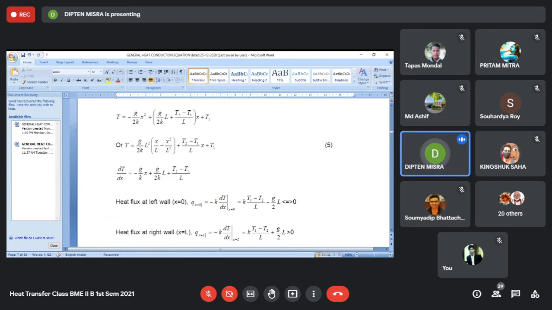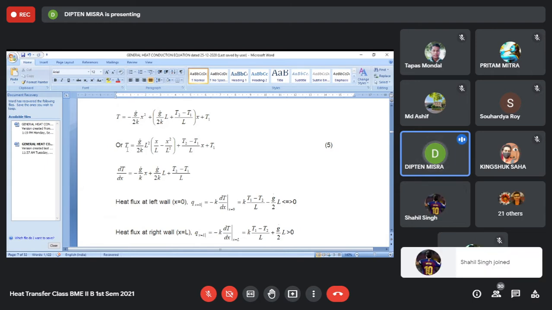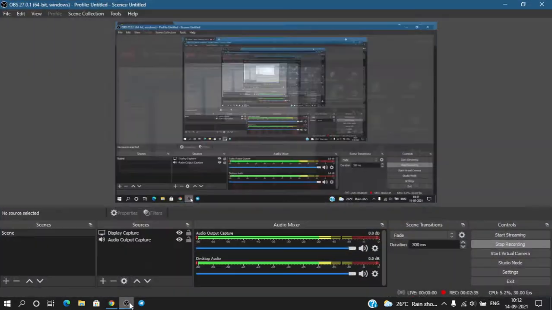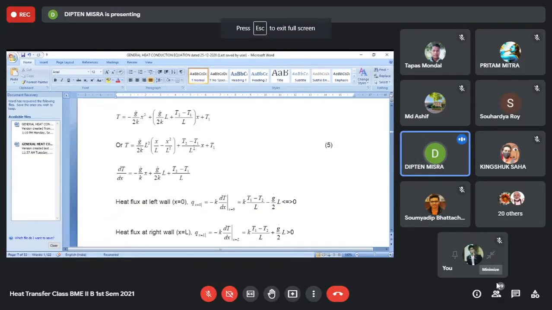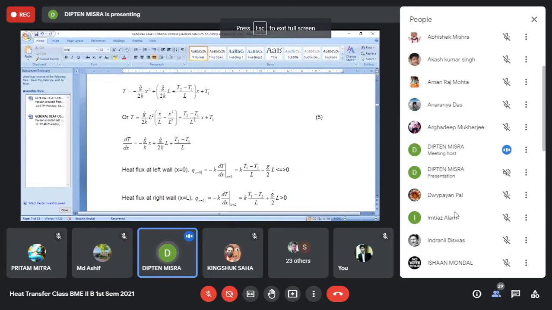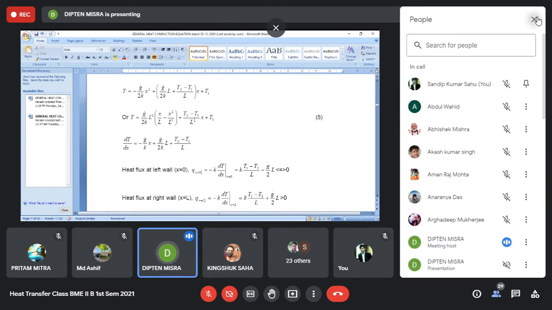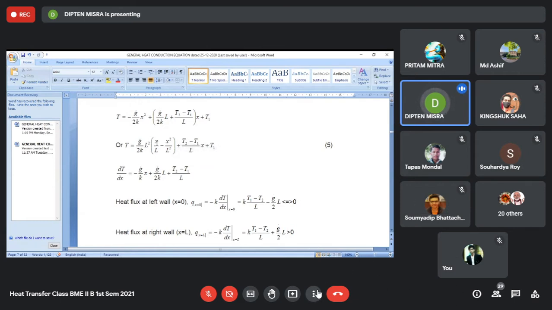But g dot, k, L, T1 and T2 definitely influence the value of T, but for a given problem these values remain fixed. In a given problem, these values do not change. So they are distinct from the nature of x. Even in a given problem the x value changes smoothly, but g dot, L, k and T1, T2 do not vary at all.